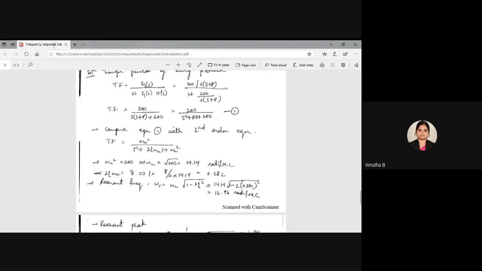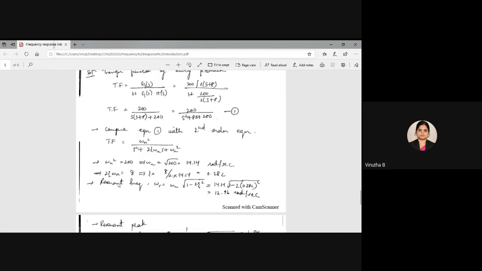The natural frequency omega n always has a unit of radians per second. Then you have the term 2 zeta omega n, which when you compare will be equal to 8. So what is zeta from this? It is 8 divided by 2 into 14.14, which you have already computed here. That will be equal to 0.282. It has no units, it has no dimension.